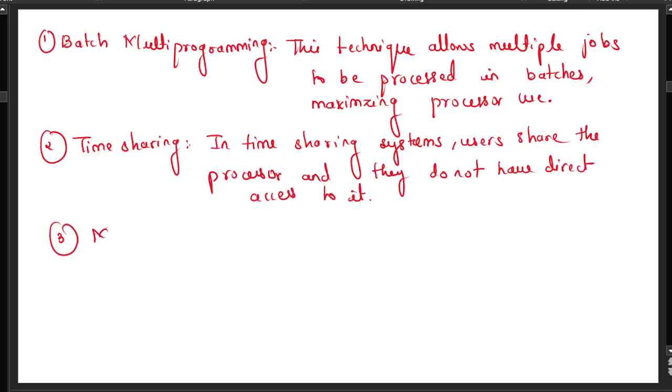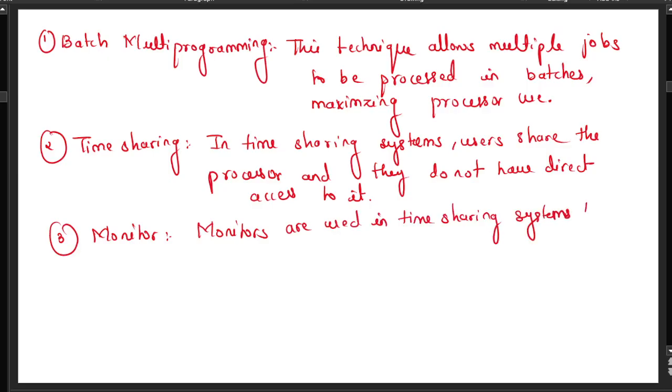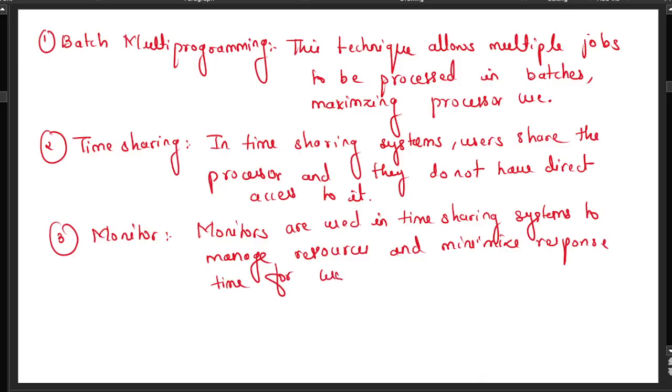Third is monitor. What is called a monitor? Monitors are used in time sharing systems to manage resources and minimize response time for users.